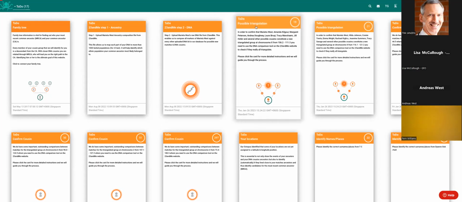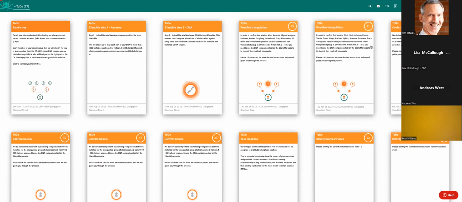So in this case here, for example, this is a match for my mom and certain other people, and they all match on the X chromosome, as you can see, from 106 to 111. And this is a possible triangulation card. So what that actually means is that right now at this locus, I don't have a triangulated group for my mom.